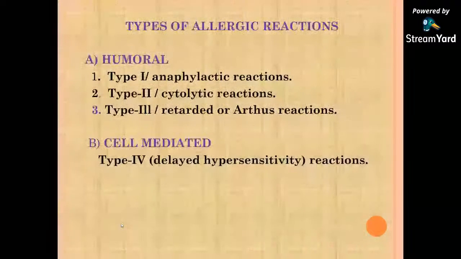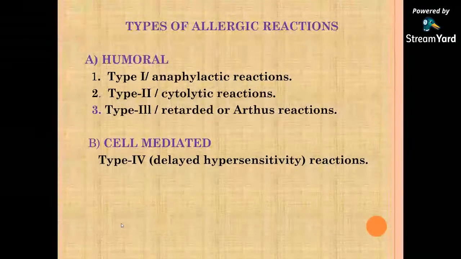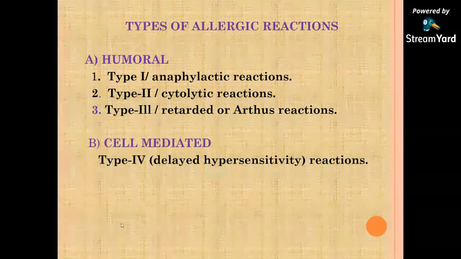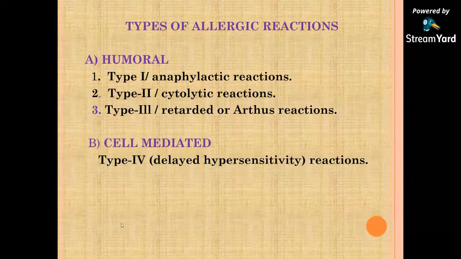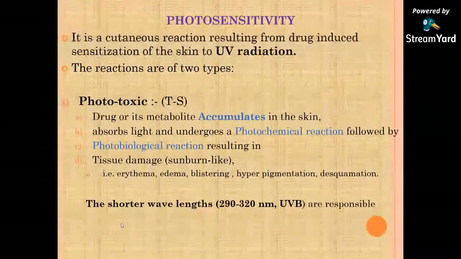Then these are some types of allergic reaction, that is, drug allergic reaction. First is the humoral allergic reaction, and second one is the cell mediated reaction. The humoral is again divided into three types. Type 1 is called the anaphylactic reaction. Type 2 is called the cytolytic reaction, and type 3 is called the retarded or Arthus reaction. And the second type is the cell mediated, that is type 4. This is called delayed hypersensitivity reaction. So these are the types of allergic reaction.